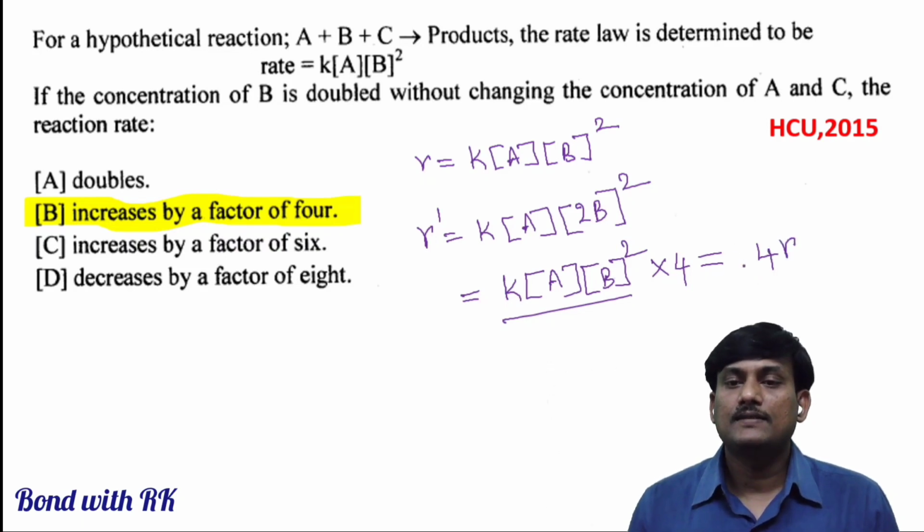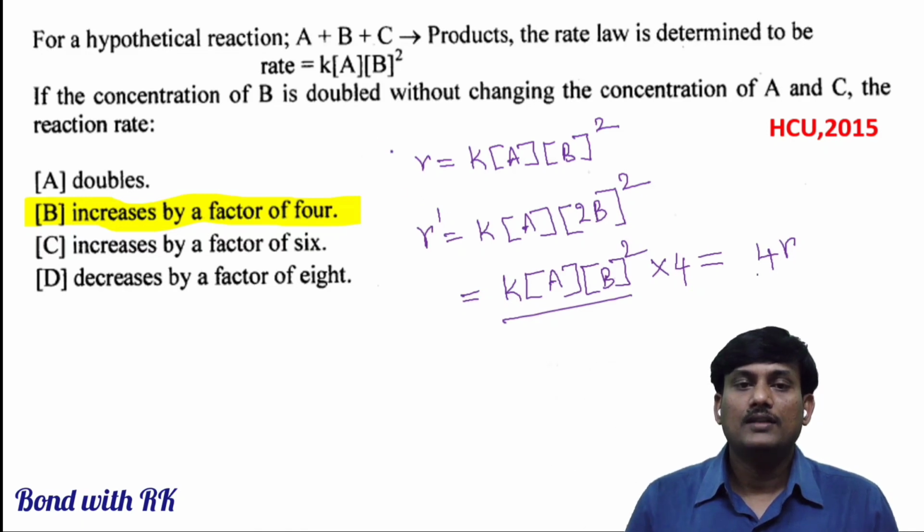So when you compare the initial rate R and the final rate R dash, the final rate is 4 times the initial rate R. So there is an increase in rate of reaction by a factor of 4. B is the correct option.